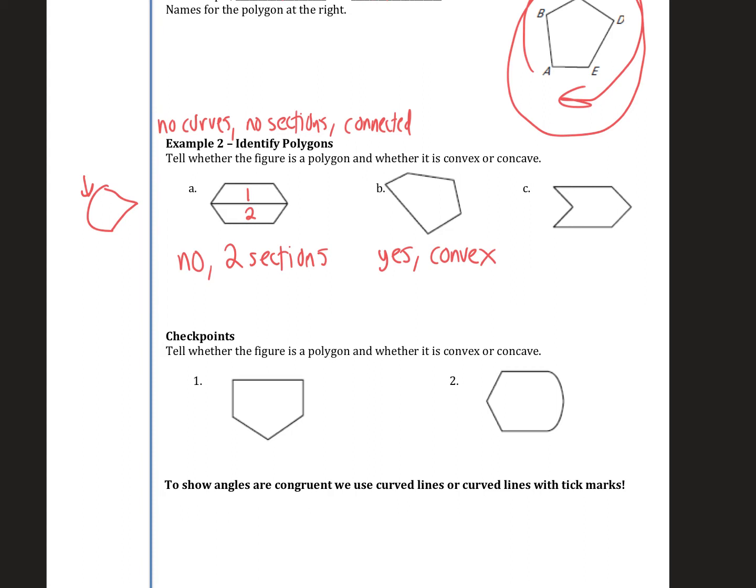All right, how about C? Any curves? No. Any sections? No. Is it all connected? Yes. This one is yes, it is a polygon. And does it have any dents or no dents? It has this dent right here, so this is going to be a concave polygon.